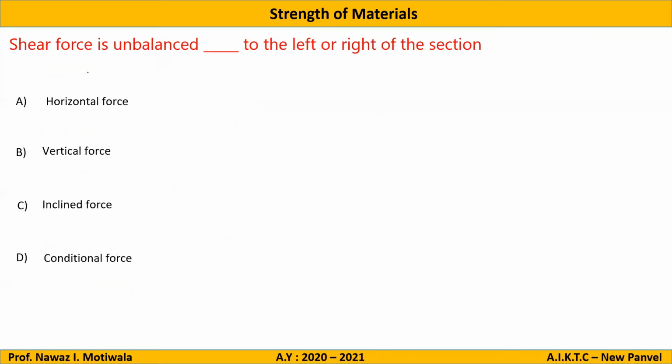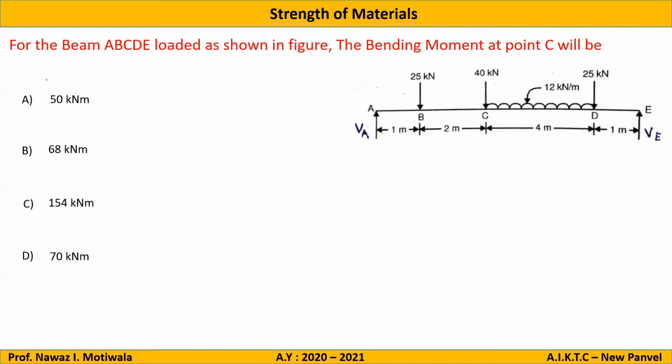Next question. Shear force is an unbalanced dash to the left or right of the section. We have seen that if the beam is horizontal, then shear force is the force acting in the direction perpendicular to it. So the correct option is: unbalanced vertical force to the left or right of the section. So the answer will be B.